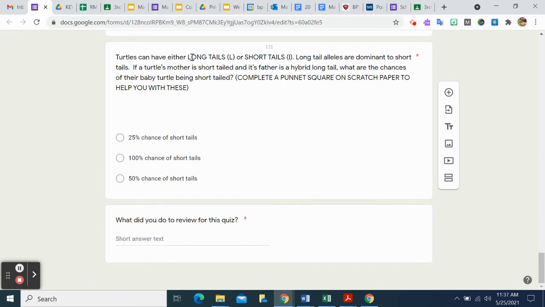Turtles can have either long tails or short tails. So capital L, little l. Long tail alleles are dominant to short tails. If a turtle's mother is short-tailed and its father is a hybrid long tail, hybrid, that's an important part right here. What are the chances of their baby turtle being short-tailed? So 25% chance of short tails, 100% chance of short tails, 50% chance of short tails.